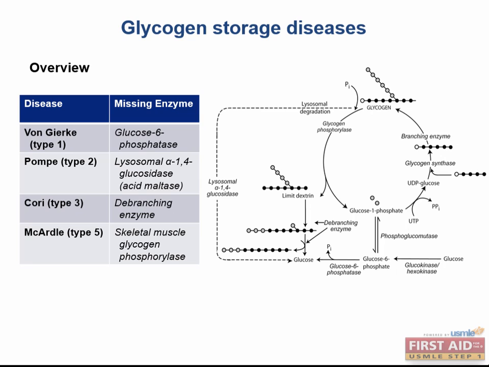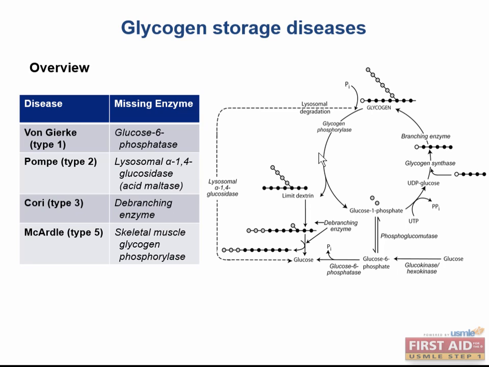Why have we spent all of this time talking about the synthesis and degradation of glycogen? Well, it's important to know the pathways of glycogen synthesis and degradation so that now you can appreciate the disorders of glycogen metabolism. What happens when we have a deficiency or a defect in one of these enzymes here?